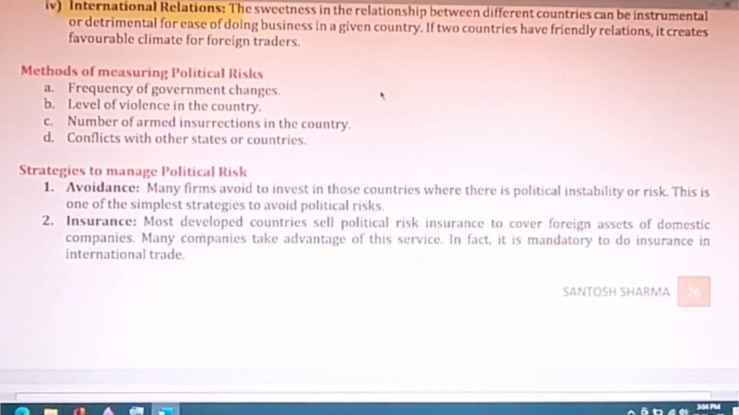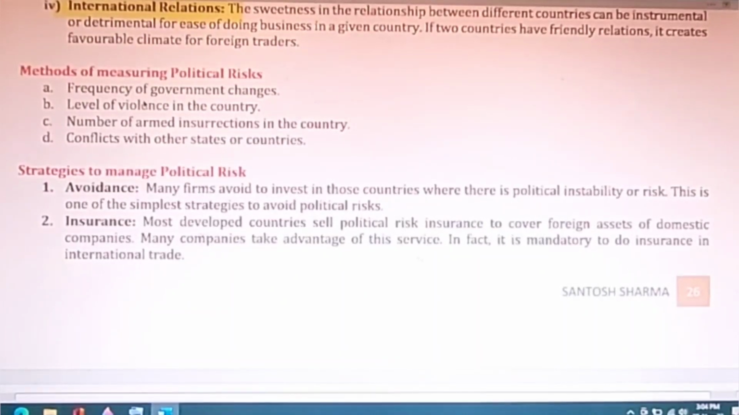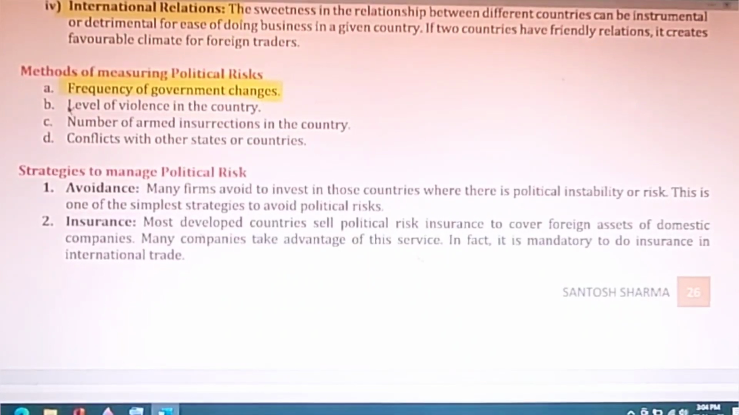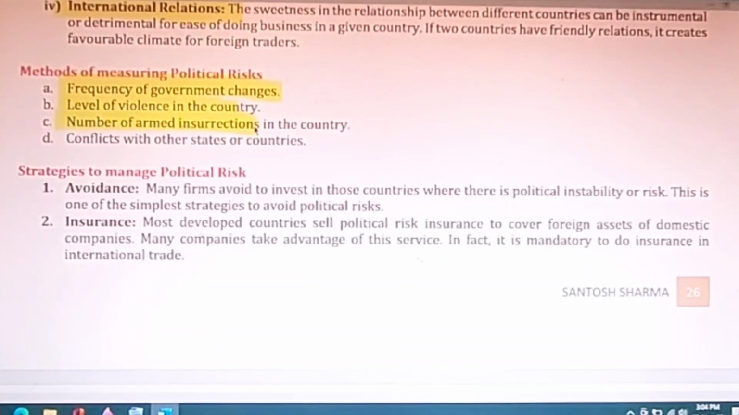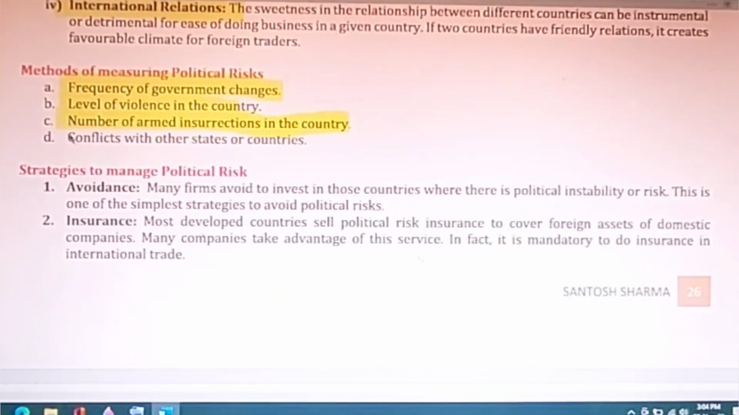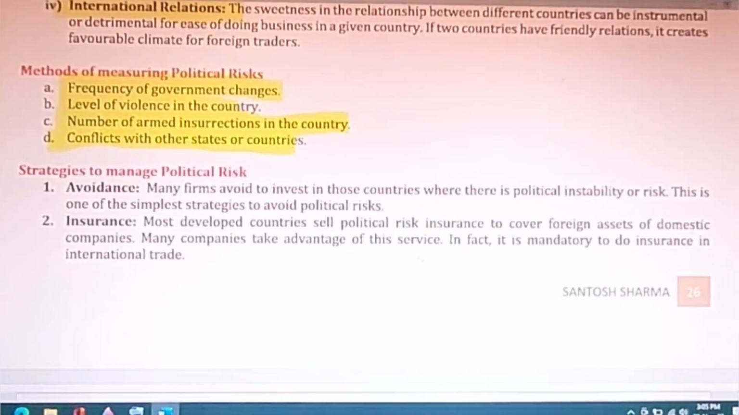And there are four methods of measuring political risk. Firstly, frequency of government changes. Then the second one, level of violence in the country, the number of armed insurrections in the country, and conflict with other states or countries.